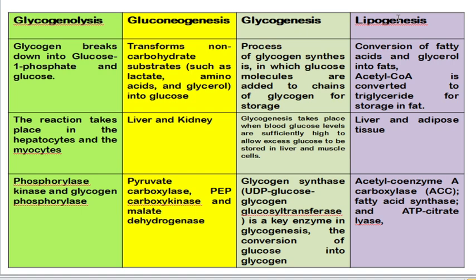Next is lipogenesis. Lipogenesis is the process of converting fatty acids and glycerol into fat. In a more technical way, it is a process in which acetyl-CoA is converted into triglyceride for storage in fat. This process occurs in the liver and adipose tissues, and the enzymes involved in lipogenesis are acetyl coenzyme A carboxylase, that is ACC, fatty acid synthase, and ATP citrate lyase.